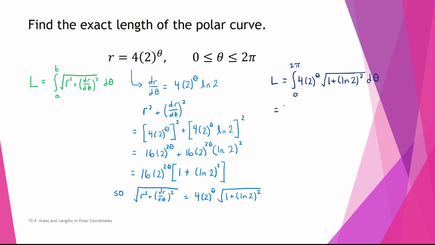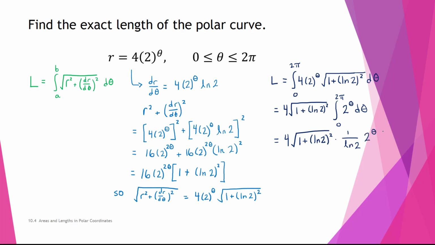I can pull the constants, 4 times the square root of 1 plus (natural log of 2) squared, out front of this integral symbol. And then I need to integrate 2 to the theta dθ. This gives us 4 times the square root of 1 plus (natural log of 2) squared times 1 divided by natural log of 2 times 2 to the theta, evaluated at 0 and 2 pi.